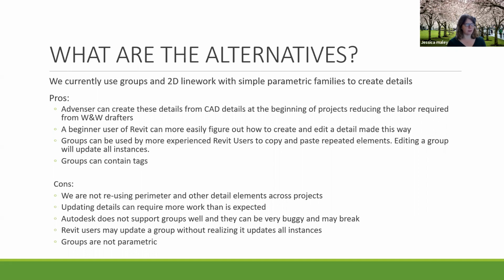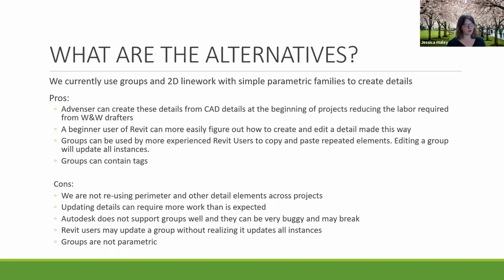Cons are that currently we're not reusing the perimeter and other detail elements across projects, and partly that's due to Revit versioning issues. When you have to update details, it can sometimes actually take a lot more work than you would anticipate when they're made just from 2D line work and different families. And then Autodesk actually doesn't support groups very well at all, and groups can be really buggy and they can break. So it's not great to be relying on groups.